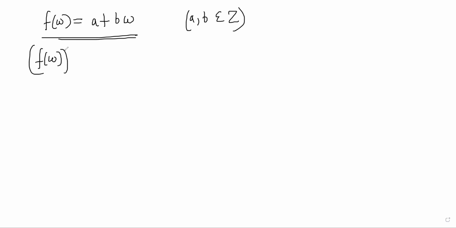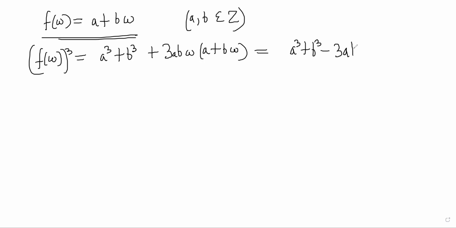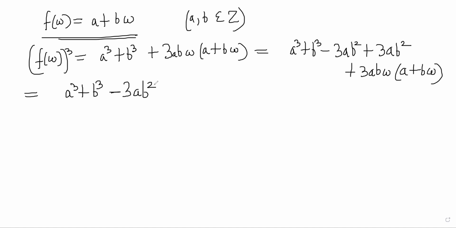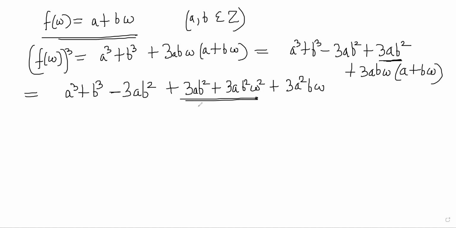So then we can say f of omega whole cube will be equal to a cube plus b cube plus 3ab omega times (a plus b omega). We can simplify this by writing it as a cube plus b cube minus 3ab square plus 3ab square plus 3ab omega times (a plus b omega), and simplify this further as a cube plus b cube minus 3ab square, and we can combine this plus 3ab square with 3ab square omega square, and we have one term left, 3a square b omega. So this term will become 3ab square common (1 plus omega square), which is minus omega.